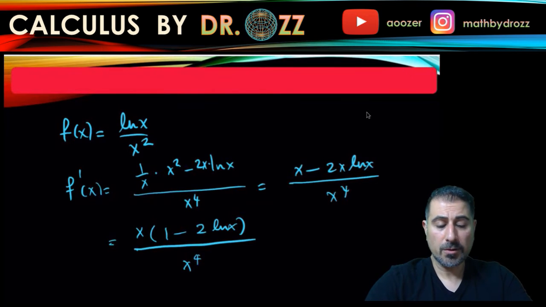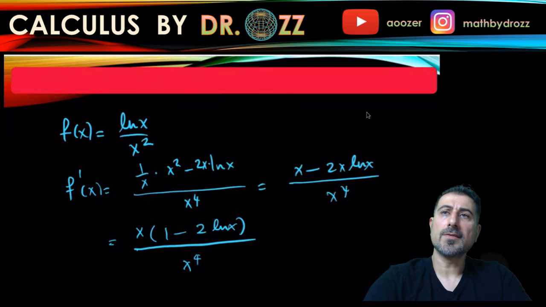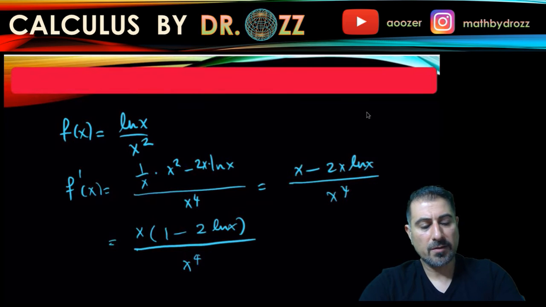And I did it for you here. You can pause the video and check the details here. But if you look at f prime of x, this comes with the form like this, and obviously x's are greater than or equal to 1.